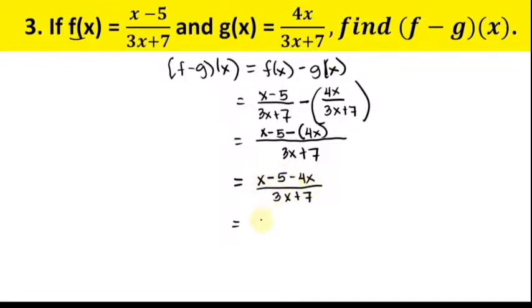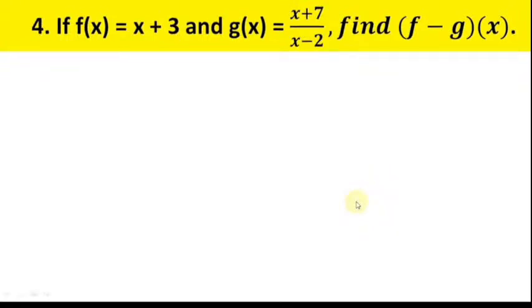x minus 4x magiging negative 3x, then copy yung negative 5 or minus 5 over 3x plus 7. Ito, like terms ito, x minus 4x, so the result is negative 3x. So is this our final answer? Negative 3x minus 5 over 3x plus 7. Okay, so that is our final answer for number 3.